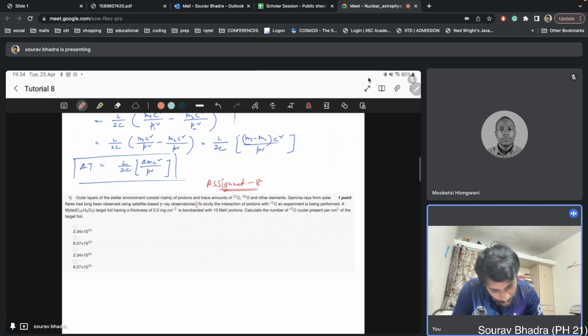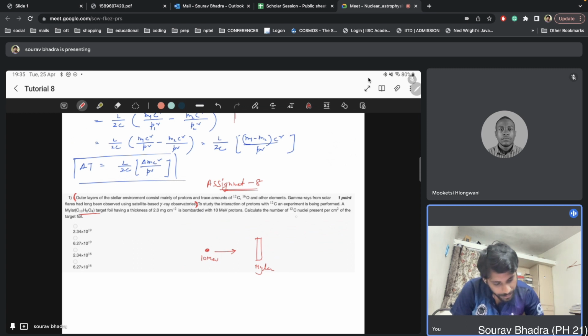Up to this point there is no need of giving that. This line is just given to give you some idea about the astrophysics, so that is not needed. Our main focus will be this part: to study the interaction of protons with 12C, an experiment is being performed. A mylar, which is a compound C10H8O4, is a target foil with some thickness, and it is bombarded with 10 MeV protons.